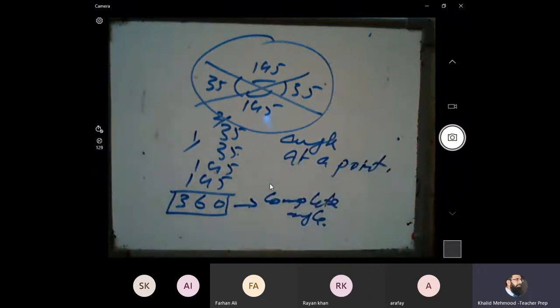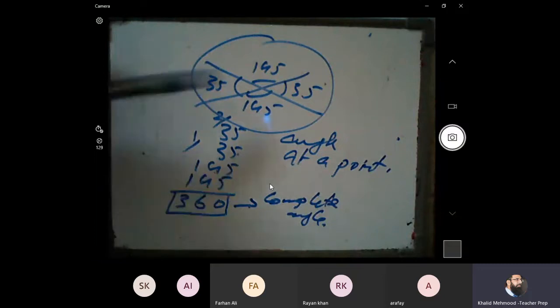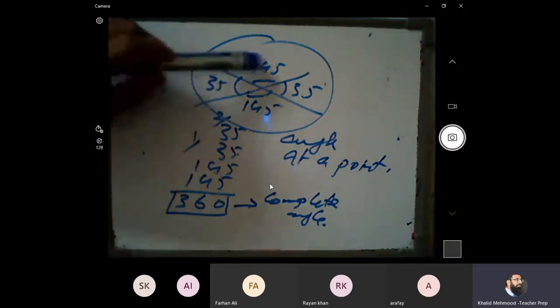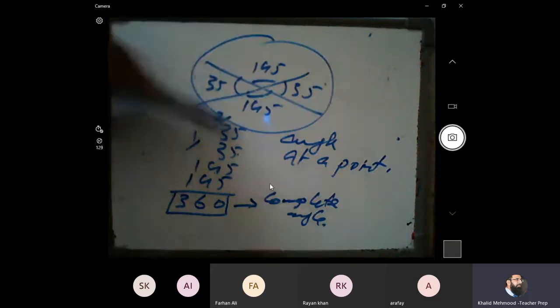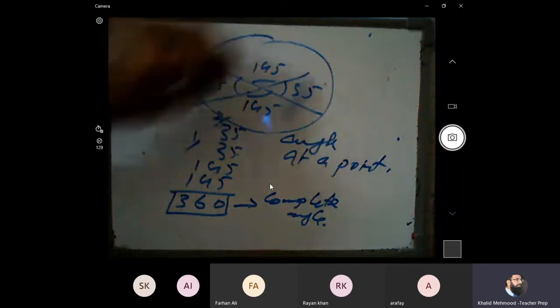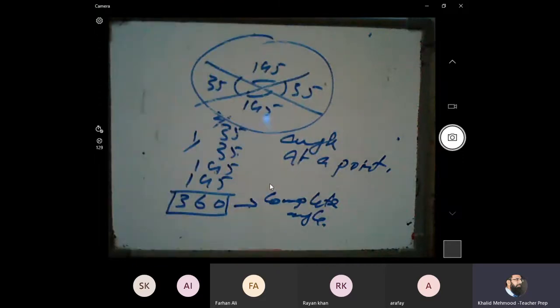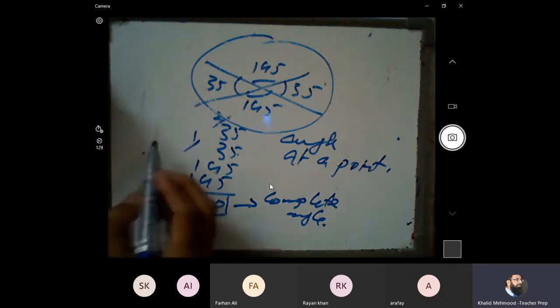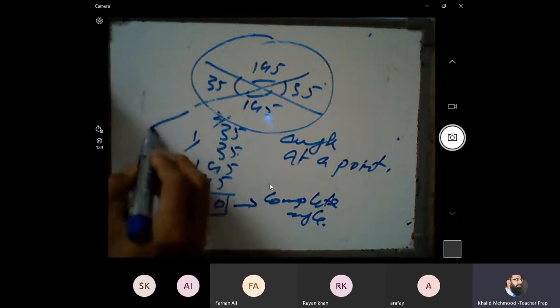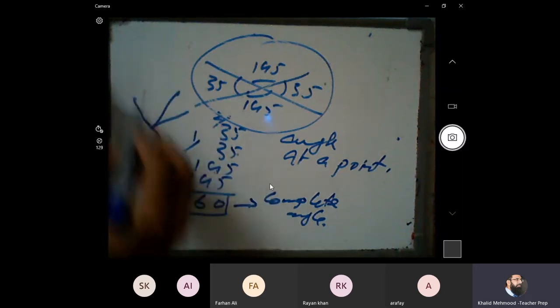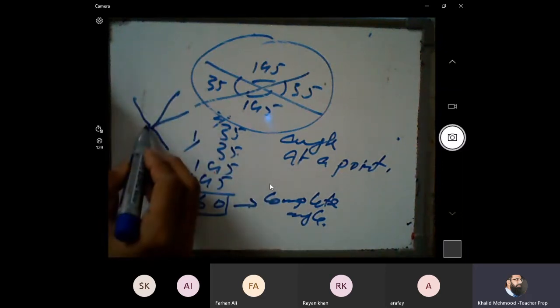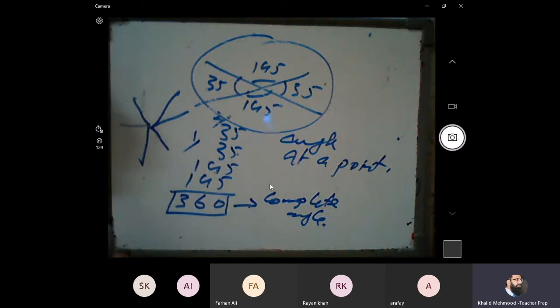So vertically opposite angles are made whenever two lines cross each other, as well as angle at a point, which means the complete angle they are making. But angle at a point and vertically opposite angle are not the same at the same time. For example, this is also angle at a point, but these are not vertically opposite angles.